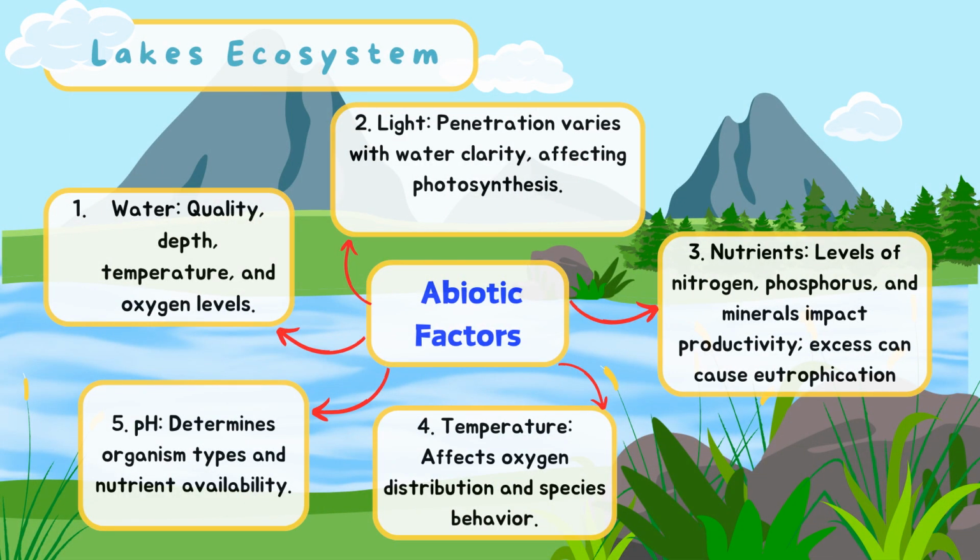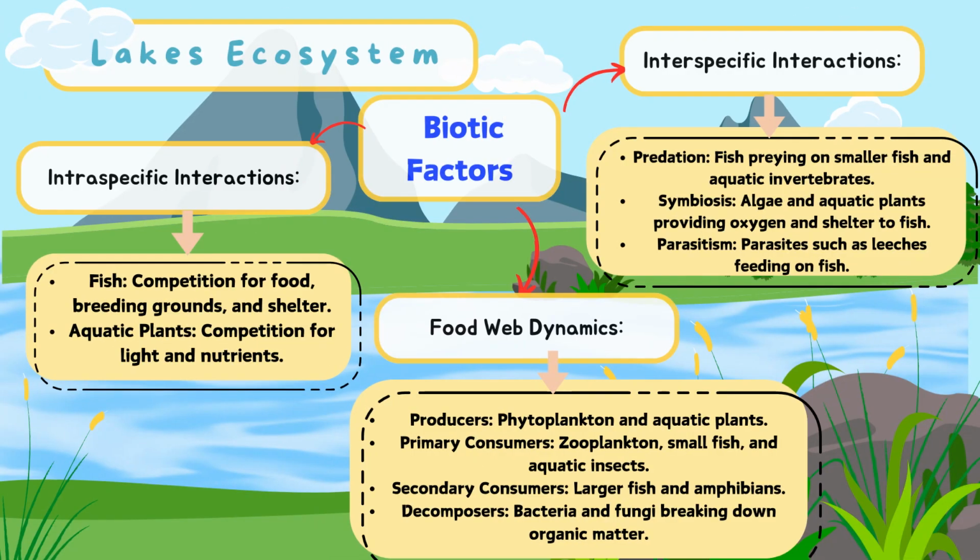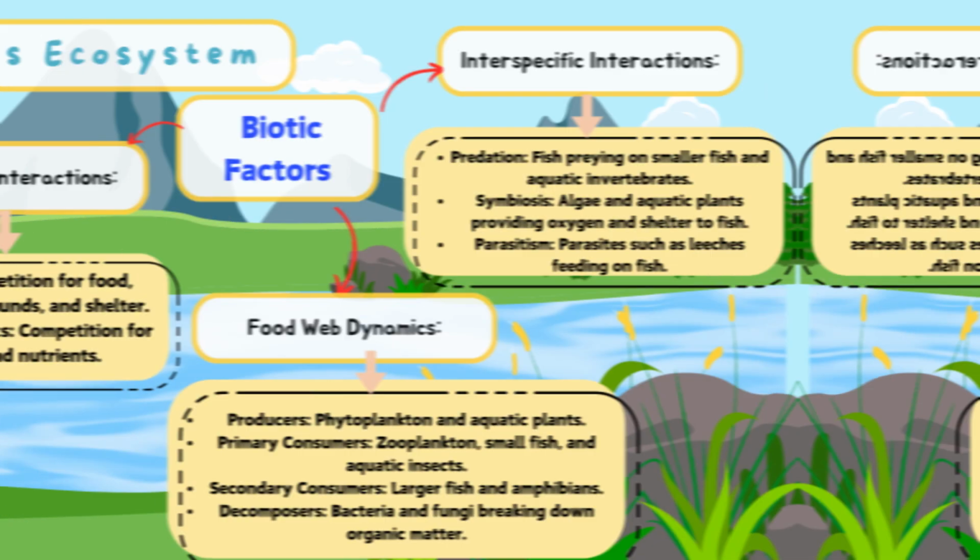Next, we're moving to the land ecosystem. The land ecosystem is rich in abiotic factors, including water, light, nutrients, temperature, and pH. As you can see, we categorize the biotic factors for land ecosystem into three types of interaction, which are intraspecific interaction, interspecific interaction, and food web dynamic.